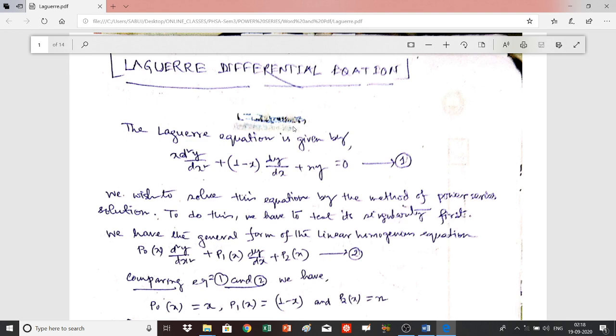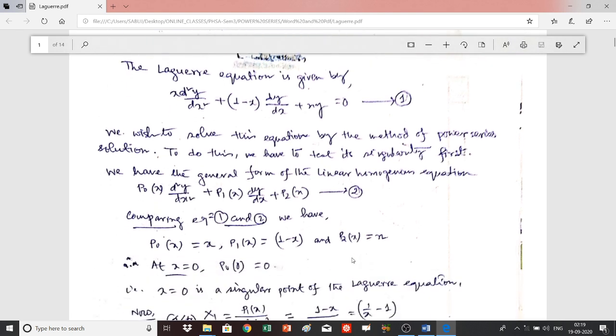power series solution. And to do this, we have to first recall the general form of the linear homogeneous equation, which is given here: p0(x) d2y/dx² plus p1(x) dy/dx plus p2(x)y. And if we compare these two equations, then we will have p0(x) equal to x, p1(x) equal to 1 minus x, and p2(x) equal to n. And for the point x equal to 0, we can easily find that p0(x) is equal to x, and this p0(x) will be 0 at x equal to 0.